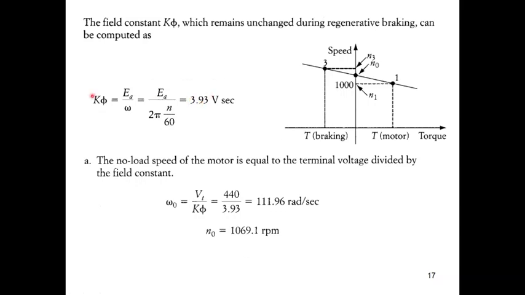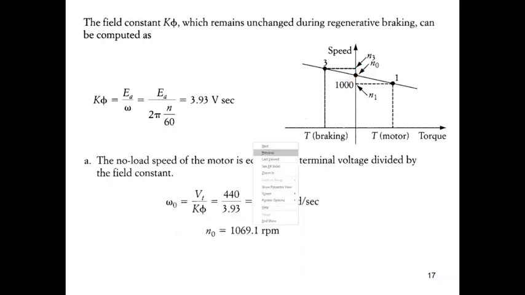Now we can use the K phi constant in order to calculate the no-load speed. Simply, no-load speed is V terminal divided by K phi, which is 440 divided by 3.93, which is equal to 111.9 rad per second. So this is the no-load speed at that point.